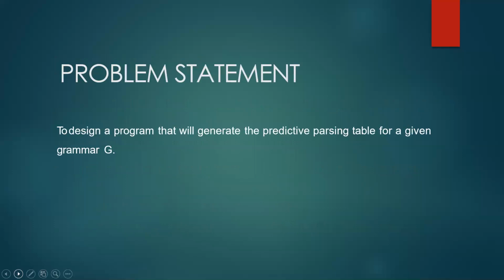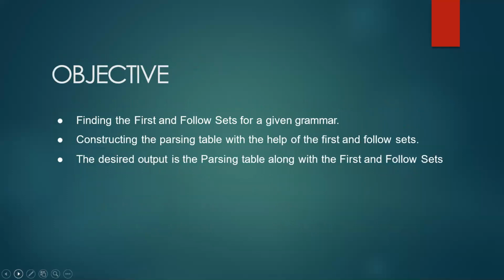So the problem statement is to design a program that will generate the predictive parsing table for a given grammar, and Sahana will be continuing with the objective. So the objective of this project is to first find the first and follow sets for the grammar that is given by the user, and then construct the parsing table with the help of the first and follow sets. Then lastly, the desired output is the parsing table with the first and follow sets.